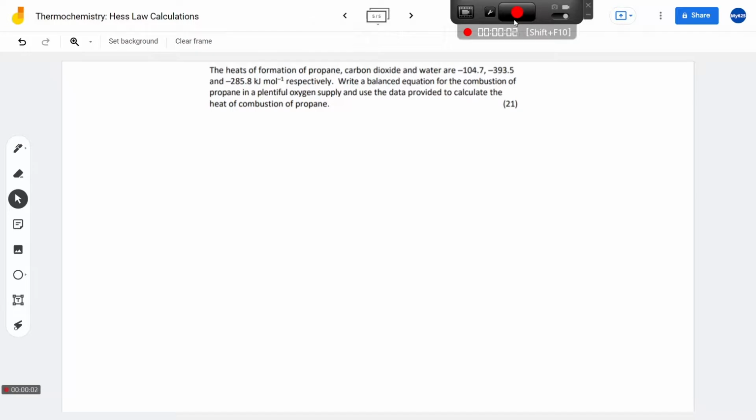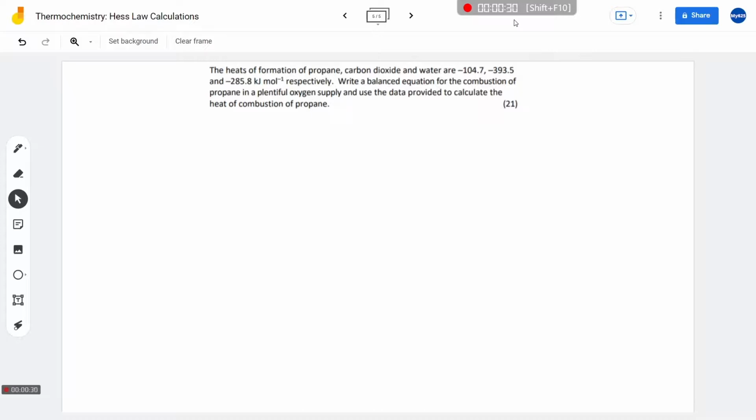Okay, and so moving on to the next example, the second type of equation we were talking about was a combustion reaction. And so let's look at this question. The heats of formation of propane, carbon dioxide, and water are so and so respectively. Write a balanced equation for the combustion of propane in plentiful oxygen supply and use the data provided to calculate the heat of combustion. And so when we look at this, it's really nothing too different.